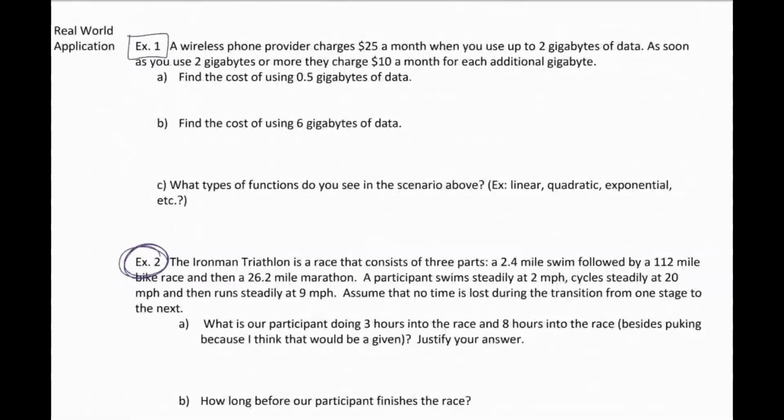So example 1 says a wireless phone provider charges $25 a month when you use up to 2 gigabytes of data. As soon as you use 2 gigs or more, they charge $10 a month for each additional gig. So part A says find the cost of using 0.5 gigabytes of data. How much would it cost me for 1 month if I only use 0.5 gigs? $25. Yeah, all the way up to 2 gigs is still just 25 bucks. That's all I owe.